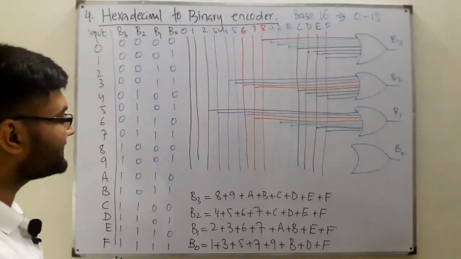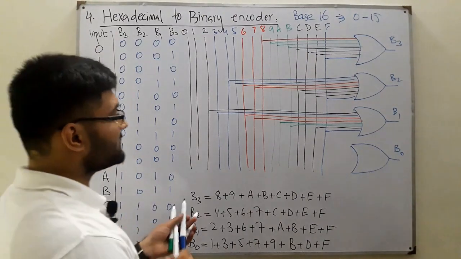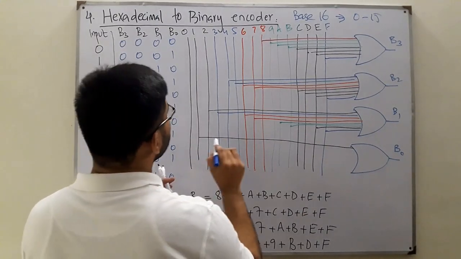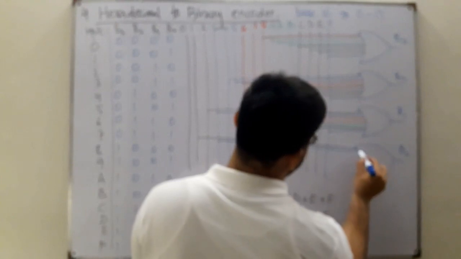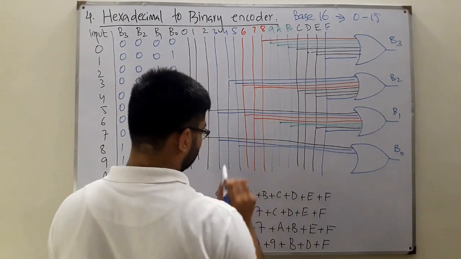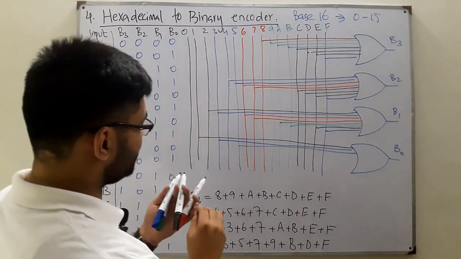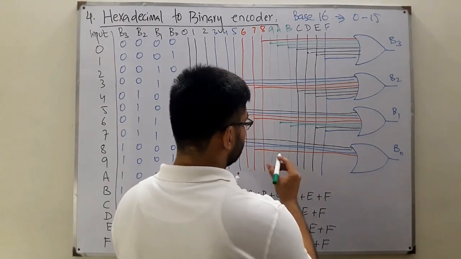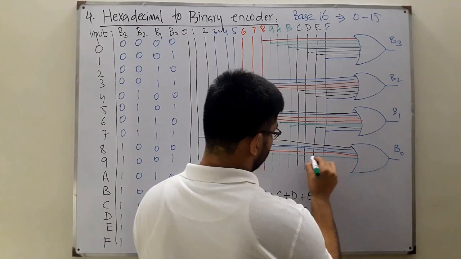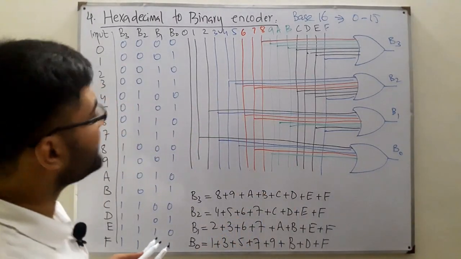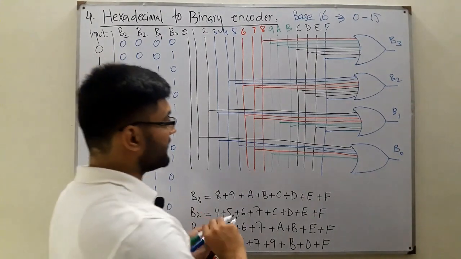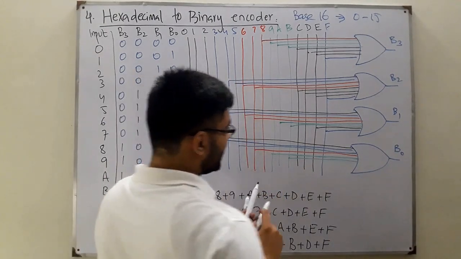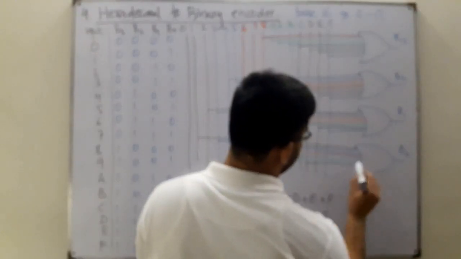Now for B0, you have 1, 3, 5, 7, 9. So 1 is black. 3 and 5 both are blue, in fact. 7 is red. 9 is the first green. I'm running out of inks. This is 9, okay? Then B, D, and F. So B is green again. And D is black, the middle black. And finally, F is the blue.